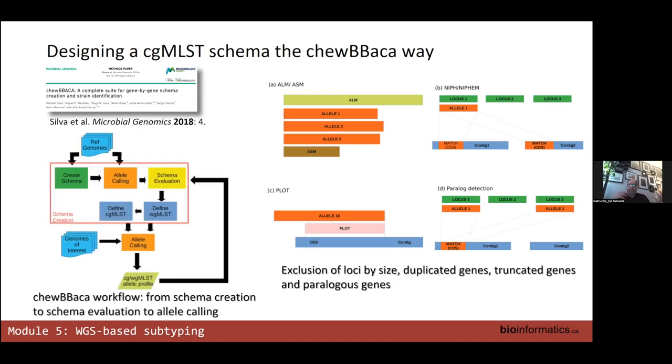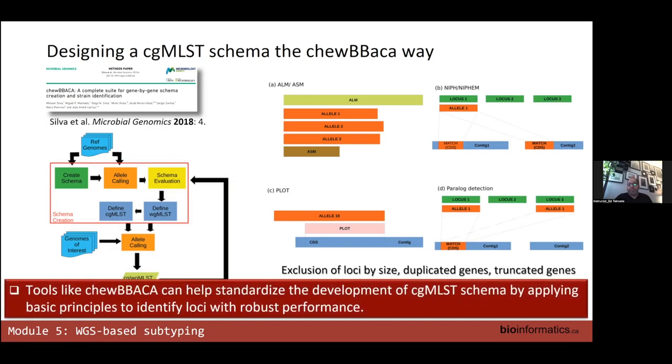And not only that, it helps you create the schema, but it also allows you to evaluate the schema, so that you can figure out, okay, this is my core, how much of the core has to go? But it also does the allele calling. So yeah, very multi-purpose tool, love it. And as I say here, it helps to standardize the development of cgMLST schema by using some really well-defined principles.